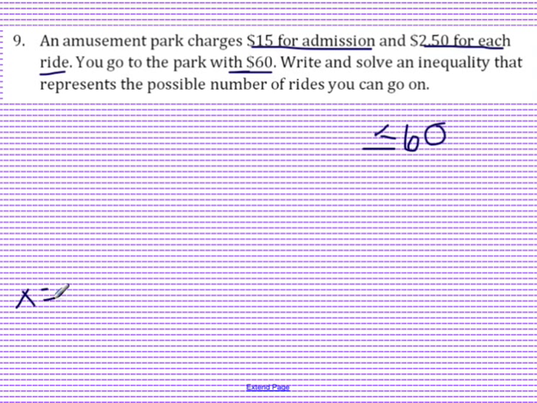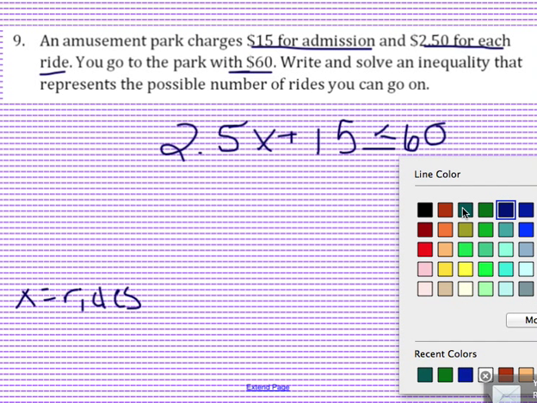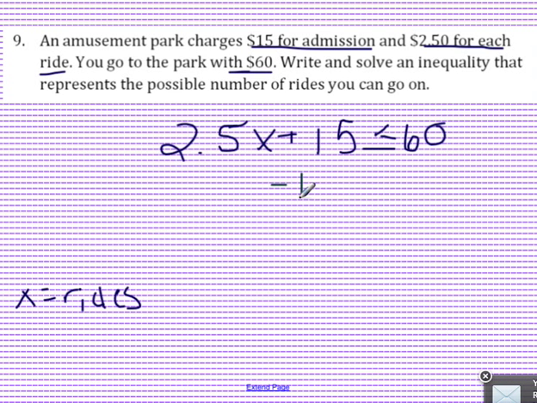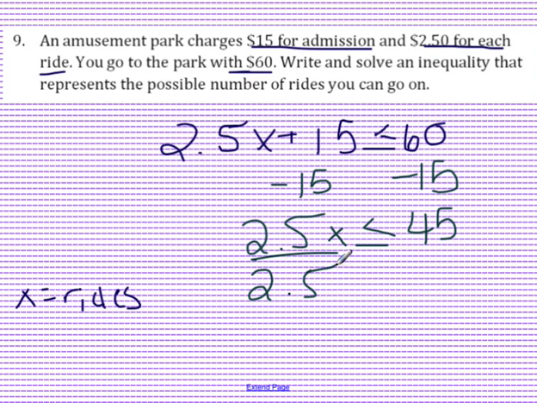I'm going to let X equal the number of rides that I go on. So I go to the park, I have to pay $15 just to get in the door. And then for every X ride that I go on, it's going to be $2.50. Okay, so now I'm going to solve this for X to figure out how many rides I can go on. So I'm going to subtract 15 from both sides, and then we get 2.5X is less than or equal to 60 minus 15, which is going to give us 45. Then I'm going to divide both sides by 2.5. 45 divided by 2.5, well, that's going to give us 18.